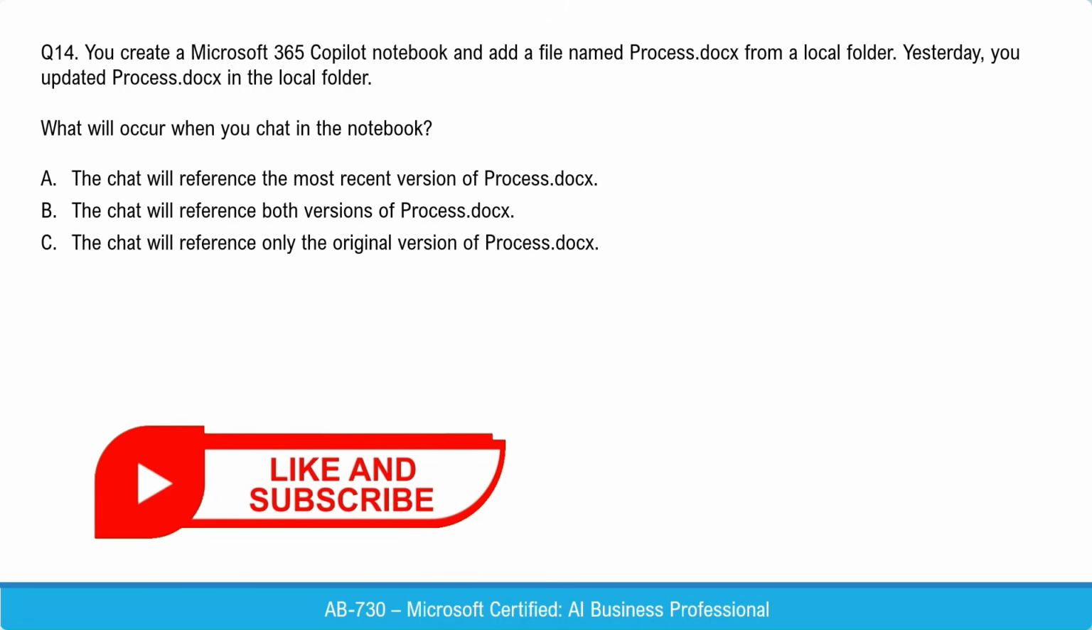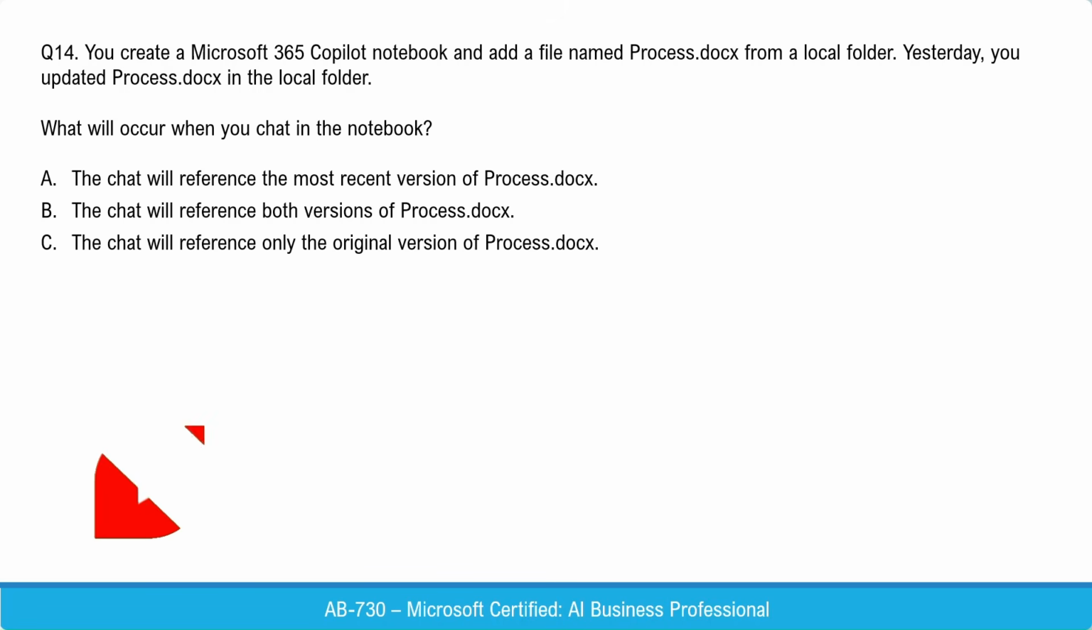The chat will reference the most recent version, the chat will reference both the versions, or the chat will reference only the original version of process.docx. And the correct answer is option C. Let's see why. In this scenario, you created a Copilot notebook and added a file from your local system.